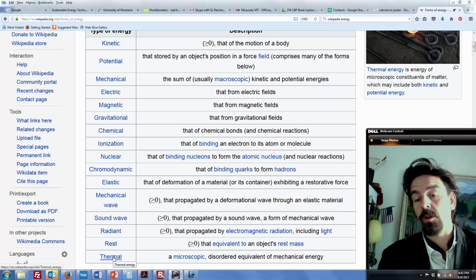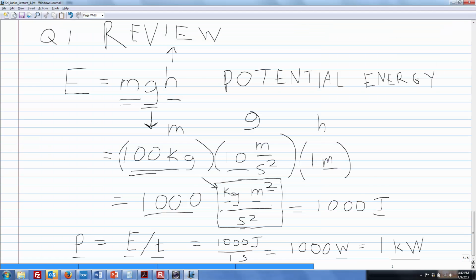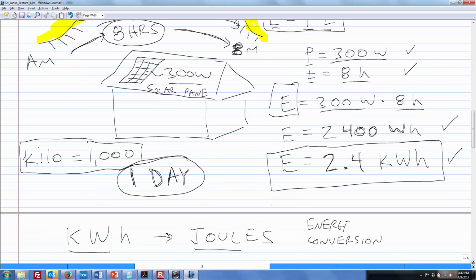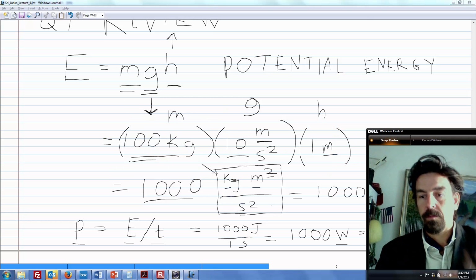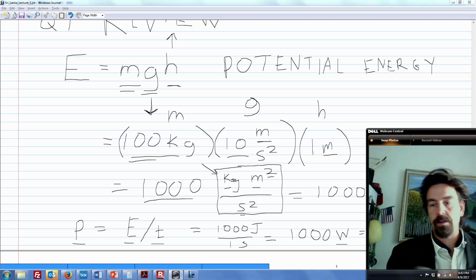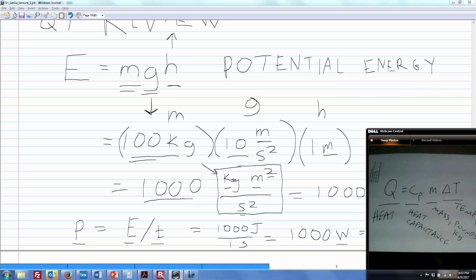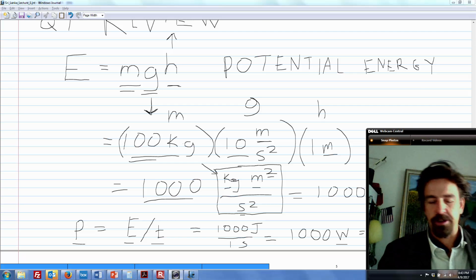We did thermal already with this, this was our... sorry, one second. This was thermal, remember, so this is thermal energy. Okay, so those are the types of energy.